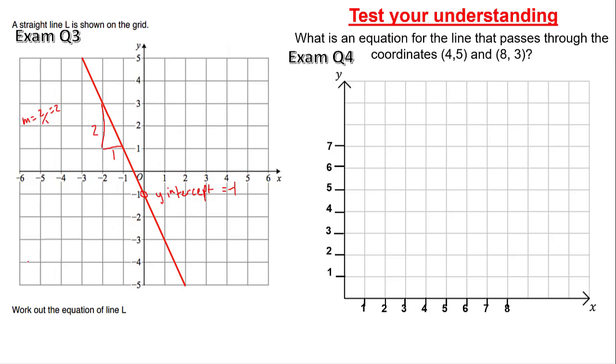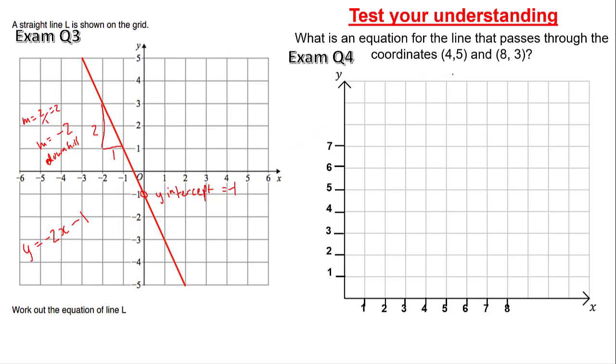Substitute that into the equation y equals mx plus c. So we've got y. Now, what did I tell you? It's -2, isn't it? Because it's going downhill. So y equals -2x, the y-intercept is -1, -1.